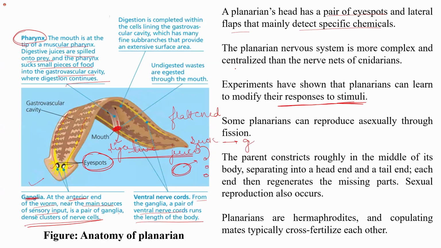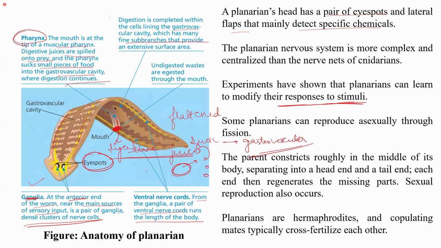So digestion is completed within the cells lining the gastrovascular cavity, which has many fine sub-branches that provide an extensive surface. You can see these cells. Digestion occurs here in these cells, and the undigested waste is then expelled out of the body through the mouth.